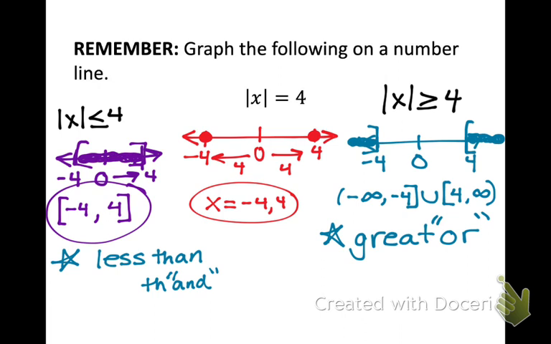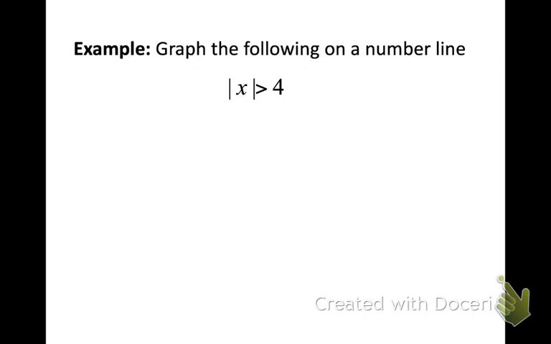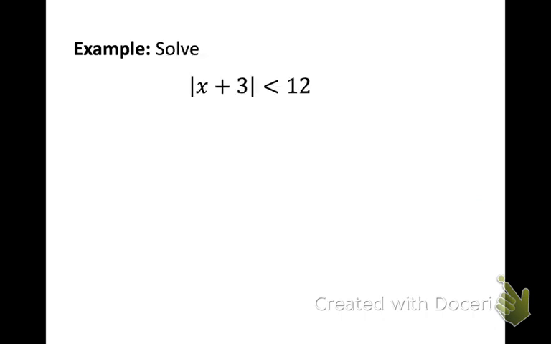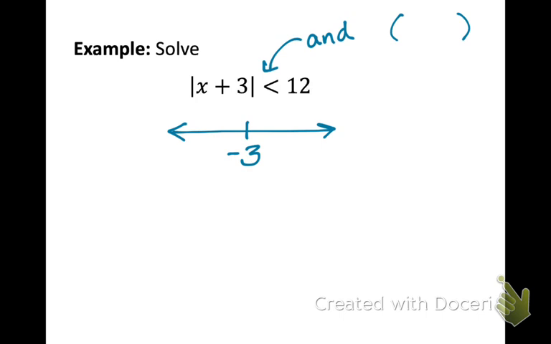Okay, so let's go ahead and do some actual solving without actually having to graph. So here we have the absolute value of x plus 3 is less than 12. So less than means this is going to be an and compound inequality, which means it's going to be a parenthesis to a parenthesis. Now, if we want to solve it visually by graphing, where would I start my center at? Not positive 3. Negative 3. Remember, it's always opposite.